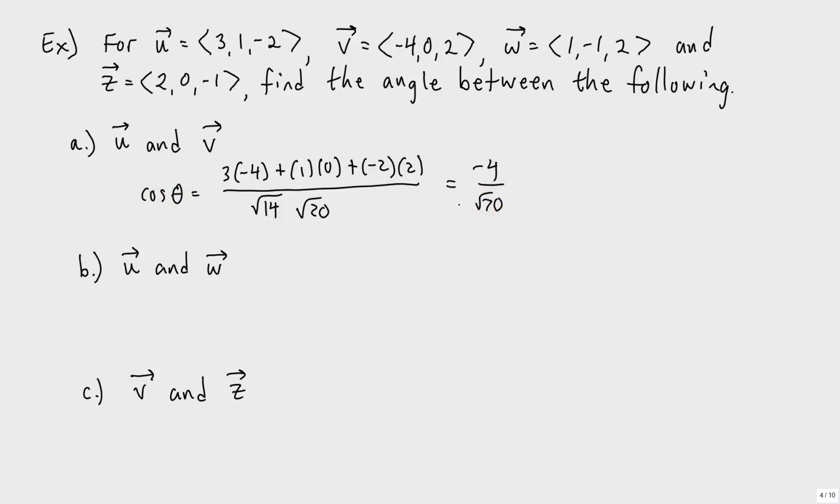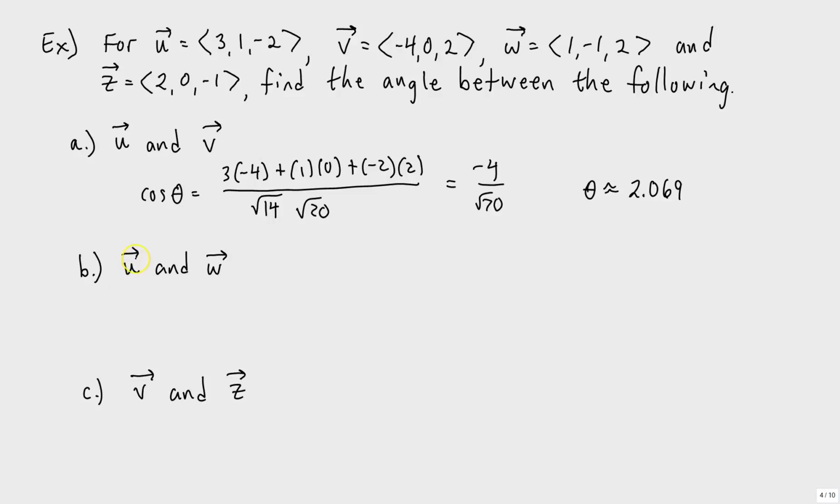So we do inverse cosine to get the angle. And in radians, that angle is about 2.069. Notice the dot product was negative, making that angle somewhere between pi over 2 and pi. And 2 radians is exactly that type of angle. So on the xy plane, that angle would be in quadrant 2.